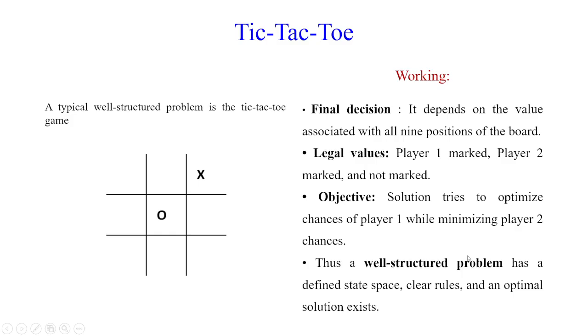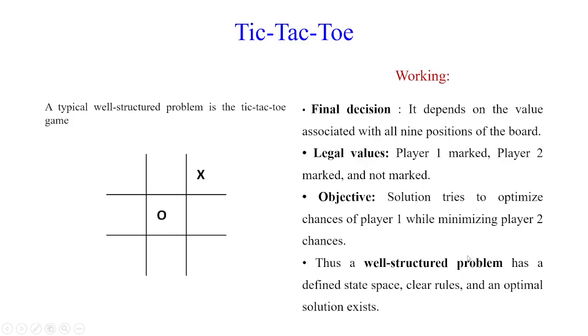I hope everyone knows how to play this game, right? It's a 3x3 grid where two players are involved. You place X and O alternately. The first player to get three in a row wins. Simple, right?